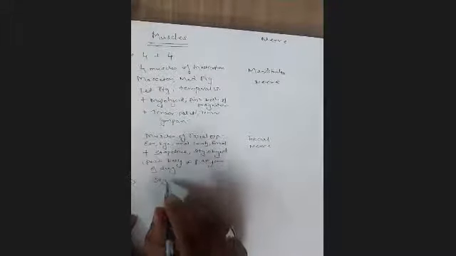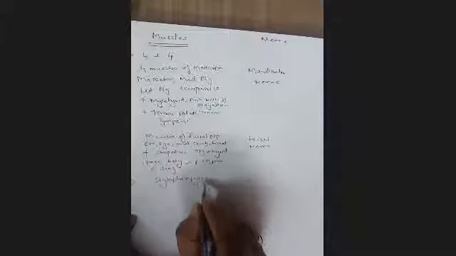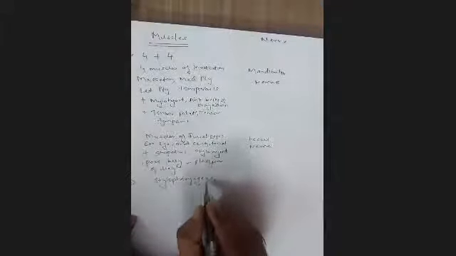Now let us talk about the third arch. Third arch, only one muscle develops, and that is the muscle of the pharynx. And the name of that muscle is stylopharyngeus. Stylopharyngeus muscle. And the nerve of the third arch is glossopharyngeal nerve.